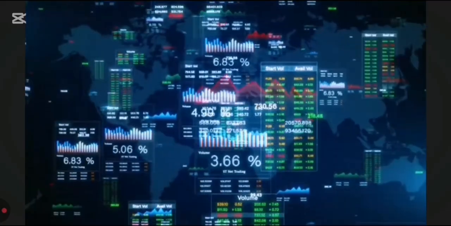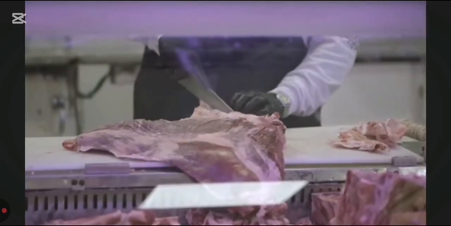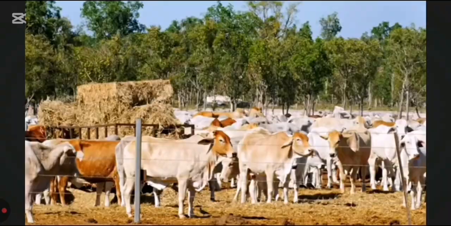The US's share of China's beef market, once a major driver of agricultural exports, has plummeted. In 2022, the US held 12.6% of China's market.